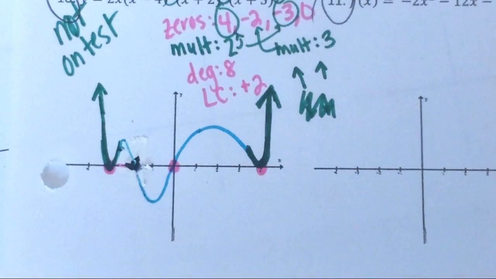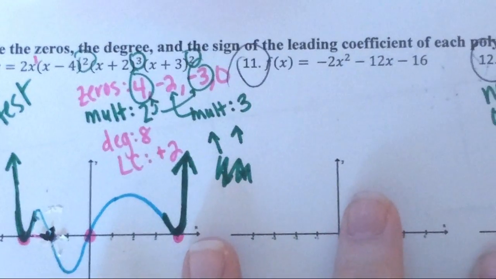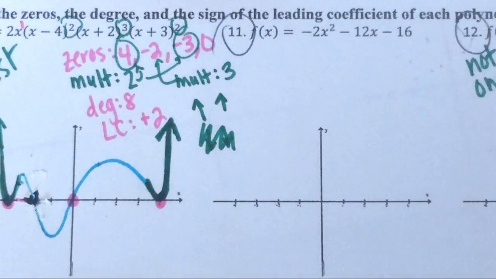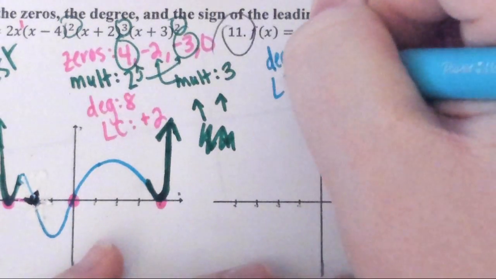Okay, are there any questions about 10 or 12? Then we're going to deal with 11, which looks harder. It's actually the easiest. Why is it the easiest?